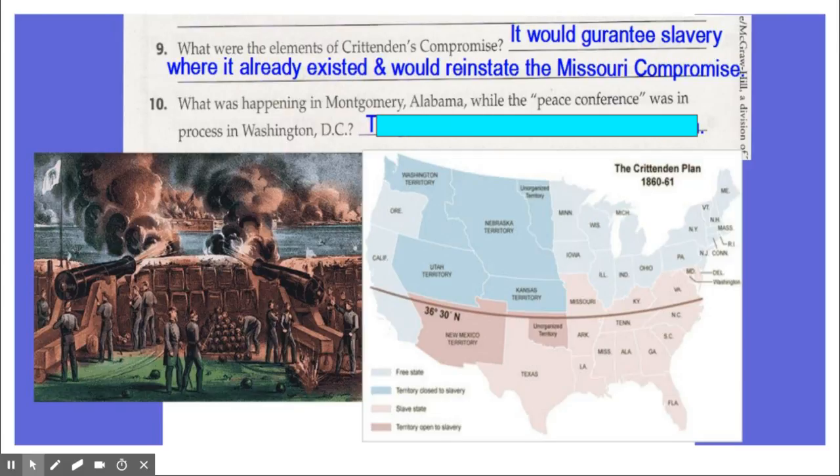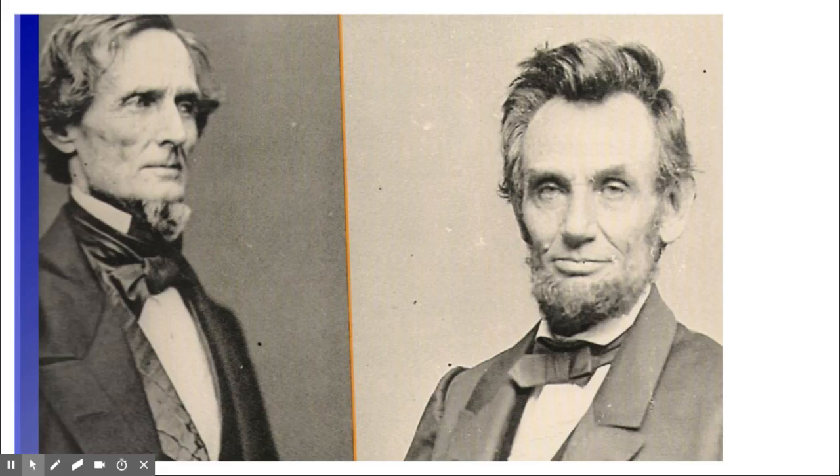Number 10. What was happening in Montgomery, Alabama, while the peace conference was taking place in Washington, D.C.? In Montgomery, Alabama, our seceded states gathered and declared themselves the new nation of the Confederate States of America. And hence, they pick a president, and they pick Jefferson Davis. And then next thing you know, we've got a war.